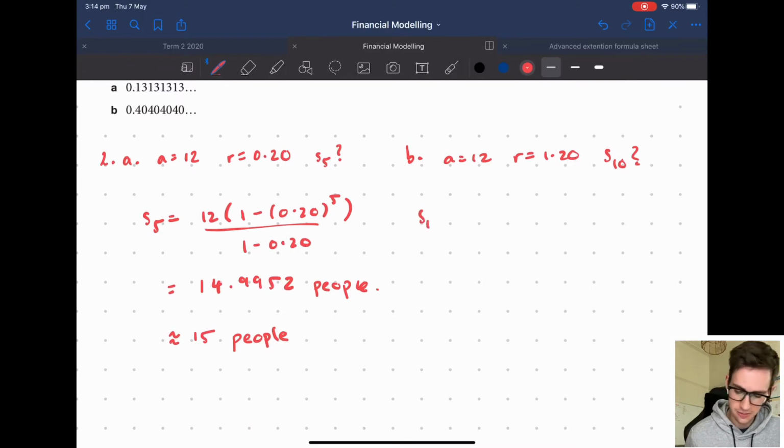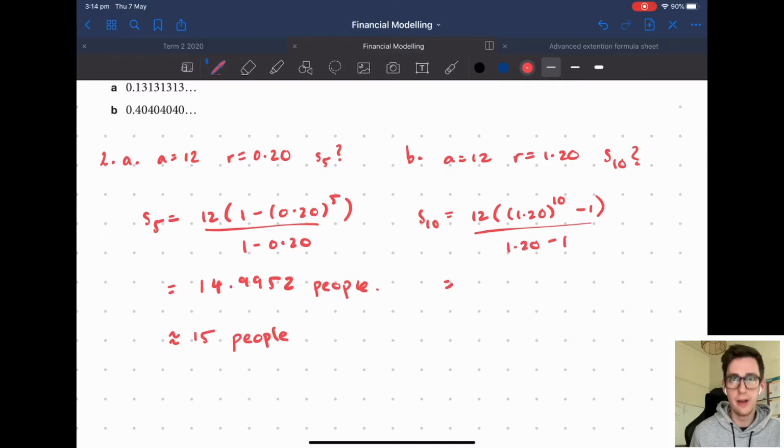Okay, now for the second part, we're going to do S10. The difference is I'm going to swap the R and the 1 because this time the rate is bigger than 1. So I'm going to go r to the power of 12. Now it's still the rate with the power minus 1 all over the rate minus 1. Pop it into your calculator and you will get... I'm just going to have to do it all from scratch. Feel free to skip ahead.